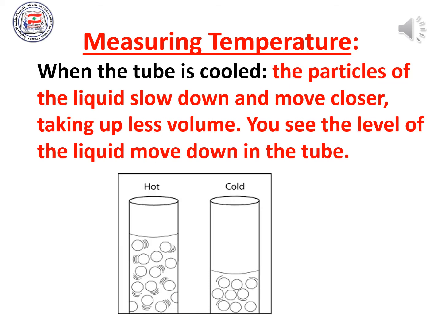However, when the tube is cooled, so when the temperature gets lower, the particles of the liquid slow down and move closer to each other, so that they take up less volume. You see the level of the liquid move down in the tube, as you can see in the figure in front of you. Whenever the temperature gets lower, the particles slow down and get closer to each other, so they take up less volume or space, and the level of the liquid inside the glass tube of the thermometer goes down.